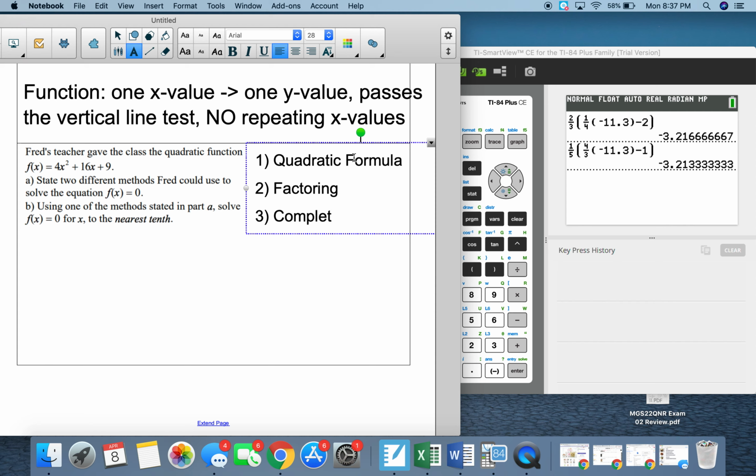The third way, completing the square. This way a lot of people struggle with, so we're not really going to go through it. And the fourth way is graphically.